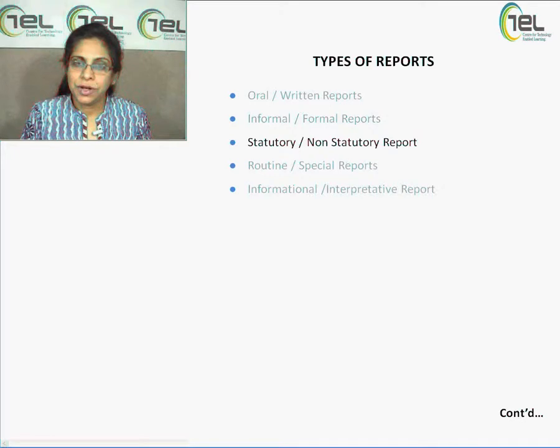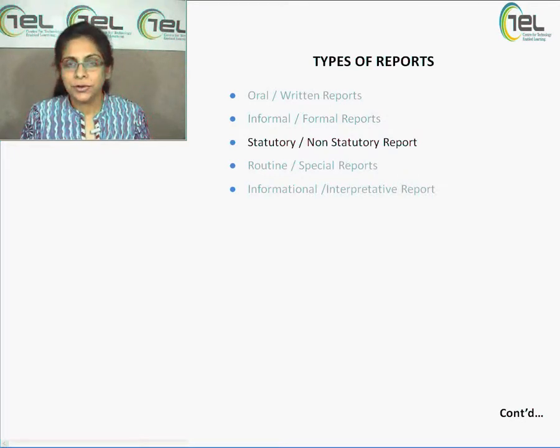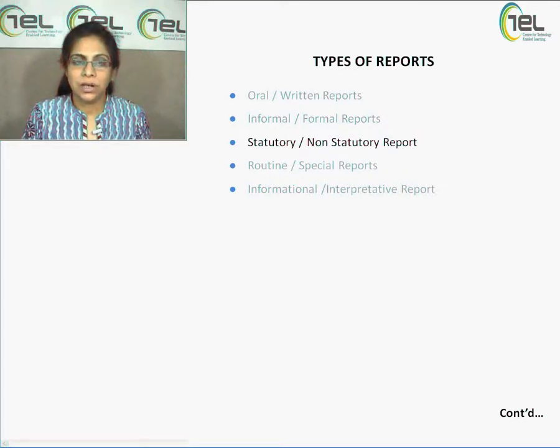Then there are statutory and non-statutory reports. The statutory reports are those which the organization or you are legally bound to give.